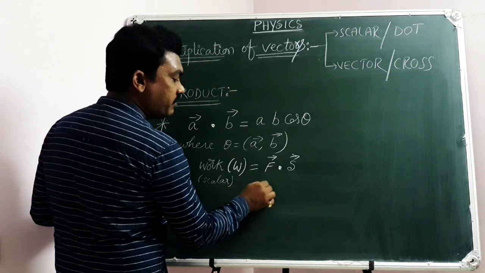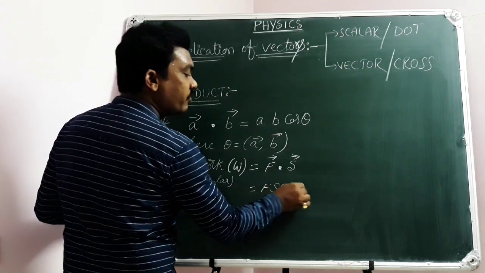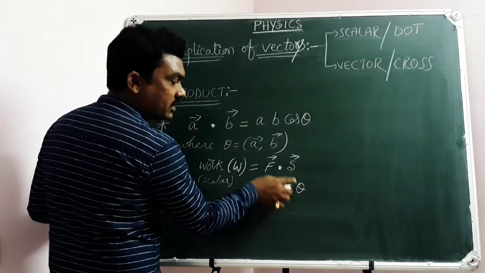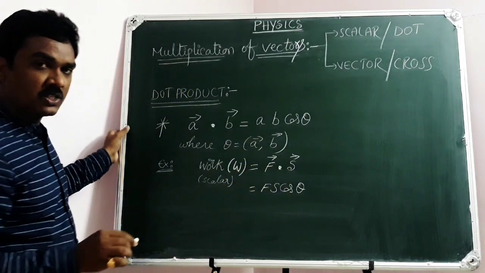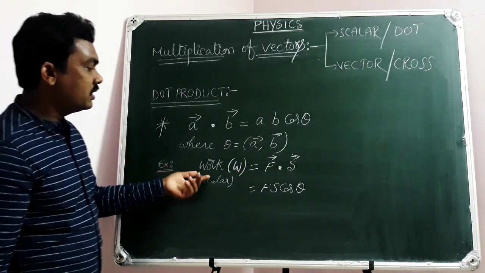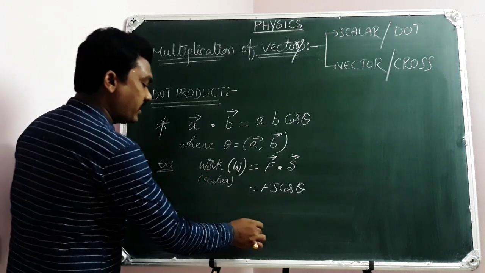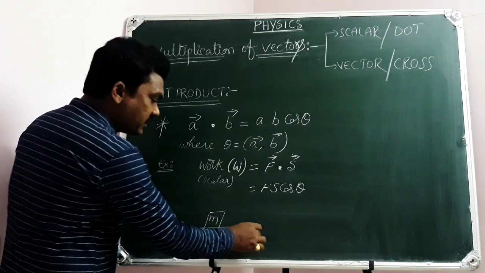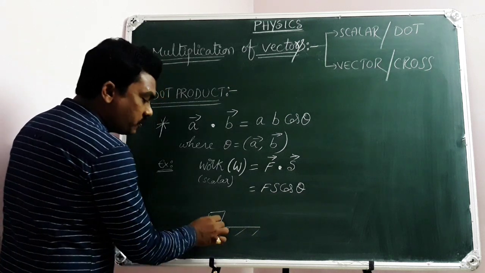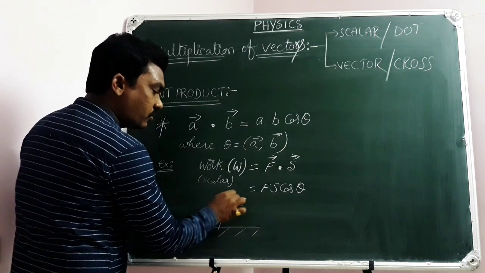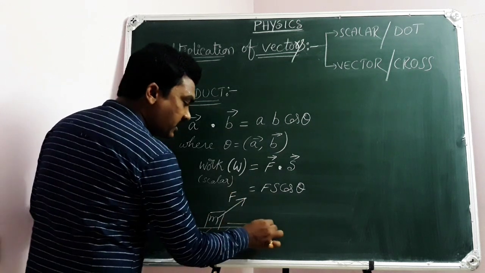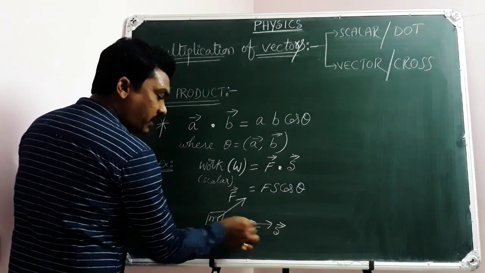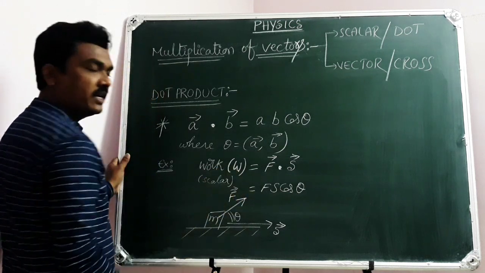Here F bar dot S bar can be written as F S cos theta. F means magnitude of the force, S means magnitude of the displacement, and theta is the angle between force and displacement vectors. Here it is the dot product example. In detail, for example, look at this diagrammatic representation. Here there is a body of mass m. It is placed on the floor. Now I am going to pull the body using a rope and applying some force so that my body is displacing along the horizontal floor. So here it is F bar and here it is S bar. There is some angle between F bar and S bar.